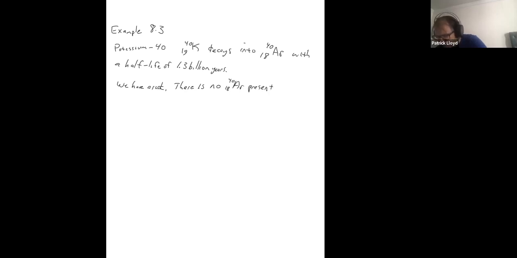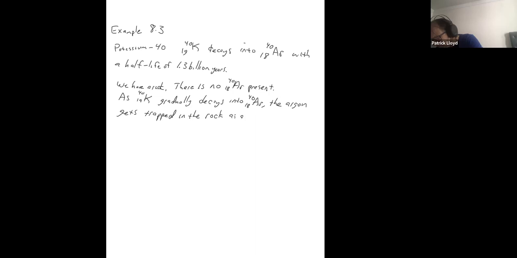Okay, as potassium-40 gradually decays into argon-40, the argon gets trapped in the rock as a gas. Can't escape. Okay.